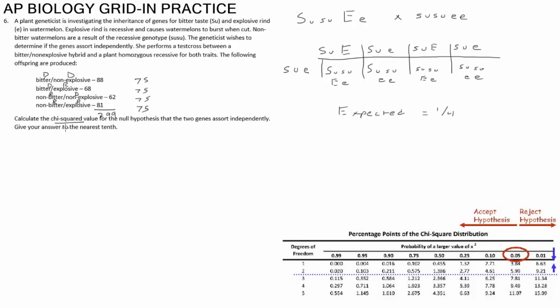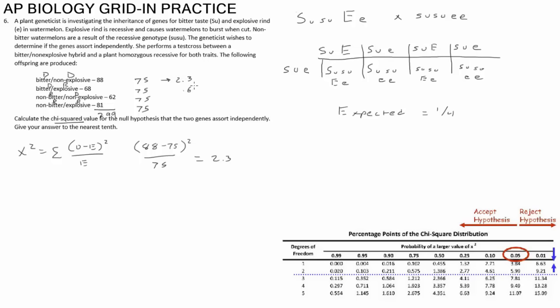Now we're ready to do our actual chi-square, because to do a chi-square you have to be able to take your observed and your expected and compare them against each other. Again, the equation for chi-squared is the sum of your observed minus expected, that quantity squared, over expected. I'm going to do this four times, once for each of these. I'll set up one and then give the values for the others. For the first one, 88 minus 75, squared, over 75, and I get 2.3.